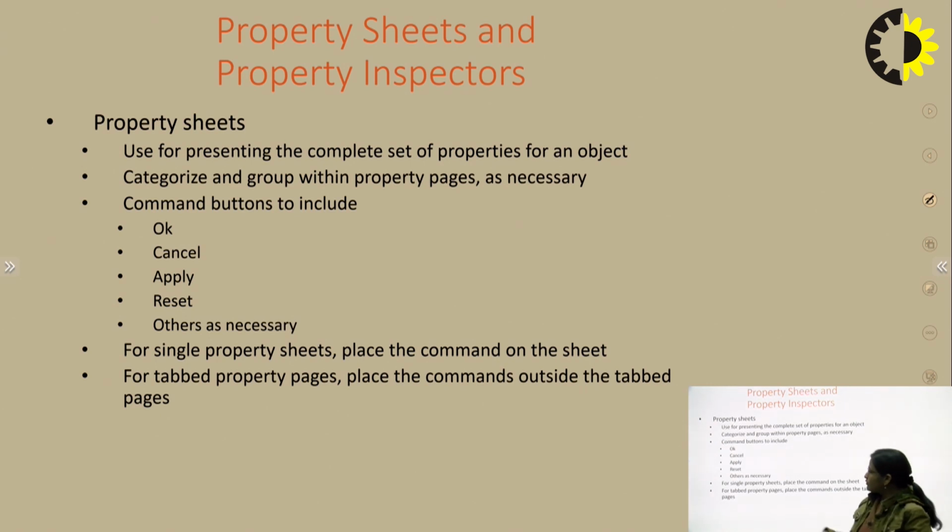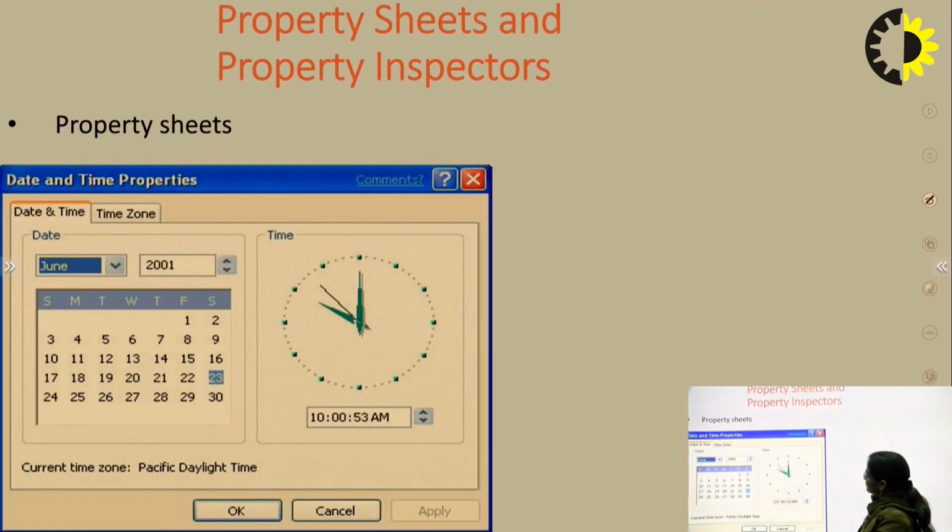Okay, and for a single property sheet, place the command on the sheet. This is also one of the important points. For a single property sheet, place the command on the sheet. For tabbed property pages, place the command outside the tabbed pages. So this is the property sheet.